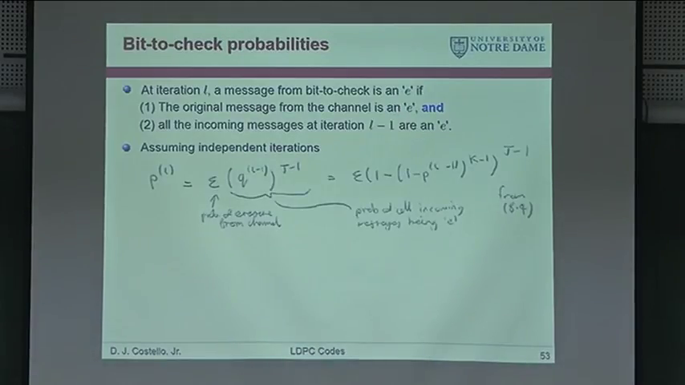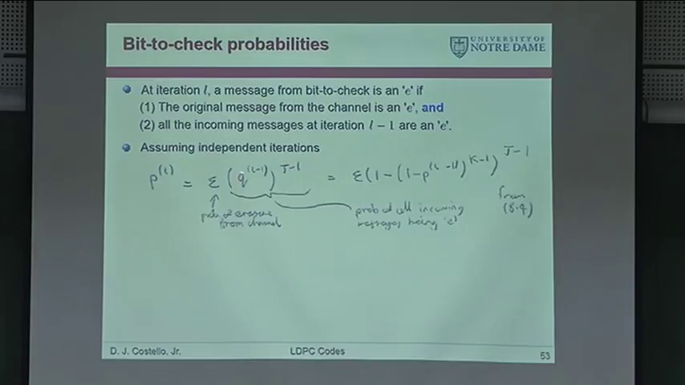Now again, assuming independence, this is the probability of erasure from the channel. And this is the probability that we get an erasure from a connected check node on the previous iteration. So this is iteration L, this is L minus 1. This is the Q from the previous iteration. We just gave the expression for the Q. And again, assuming independence, we take this probability, raise it to the j minus 1 power. Again, we're not using one of these messages from the check node that we're passing our message to.